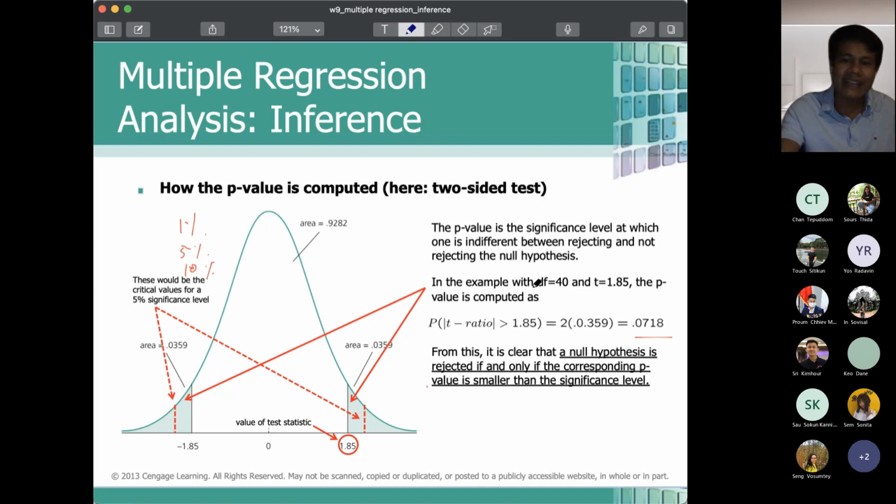Now, in an example where we have degrees of freedom equal to 40 and t equal to 1.80, we want to know the probability that t is higher than 1.85. In this case, for instance, we obtain a p-value of 0.718. Don't worry, the standard package will compute the p-value for you. Here we do not look at the math. We will go to the hands-on exercise after this lecture.